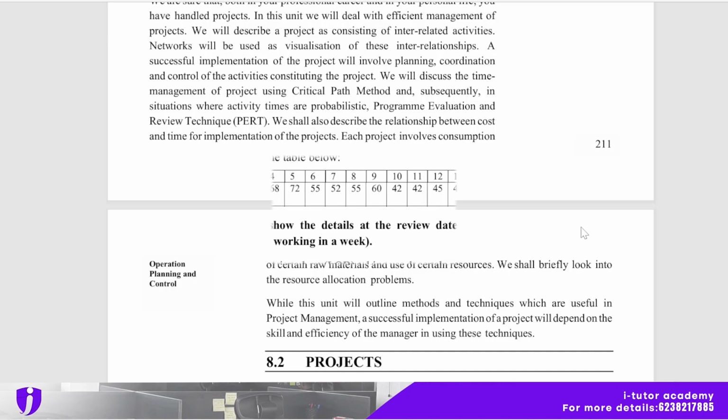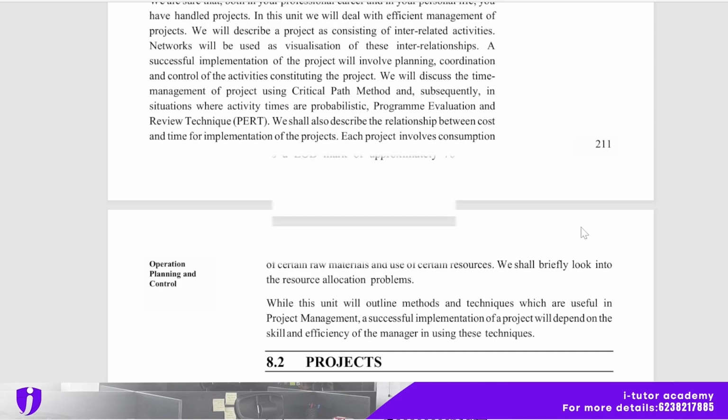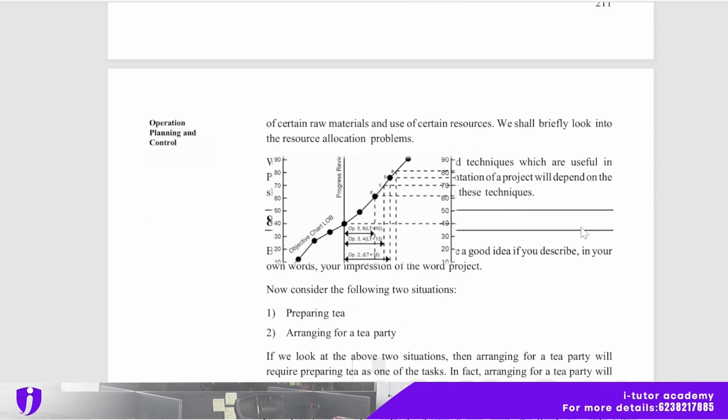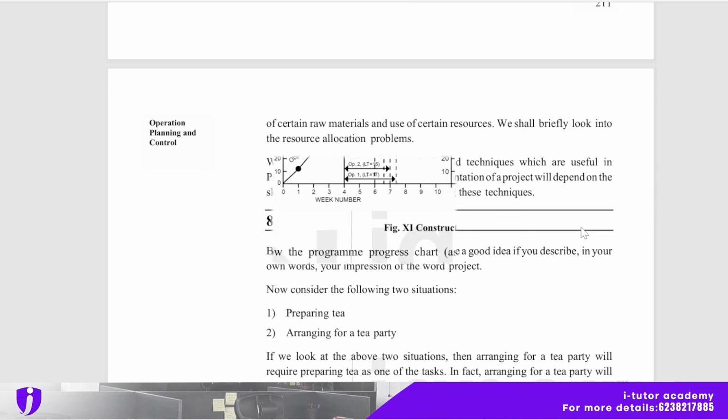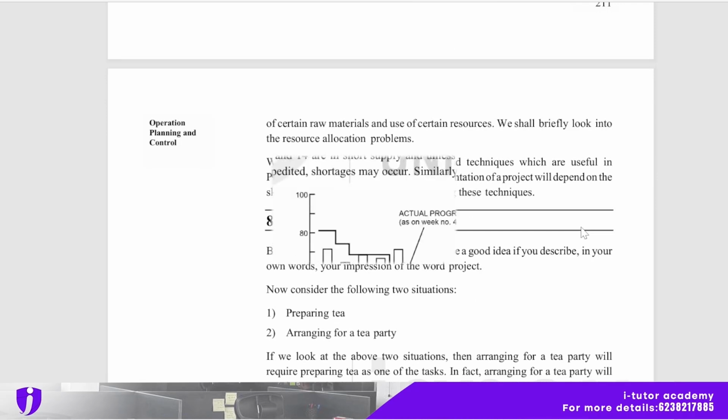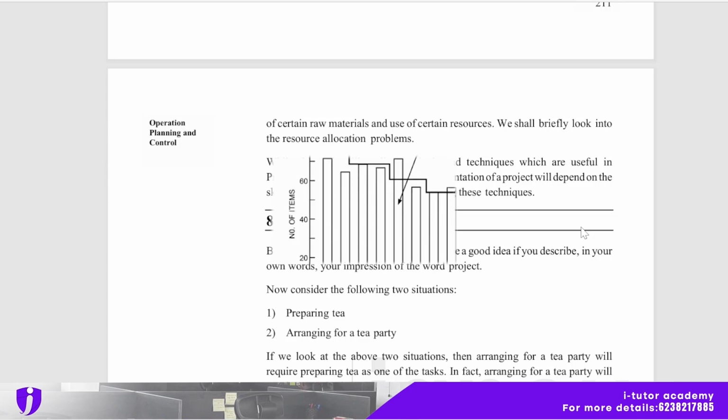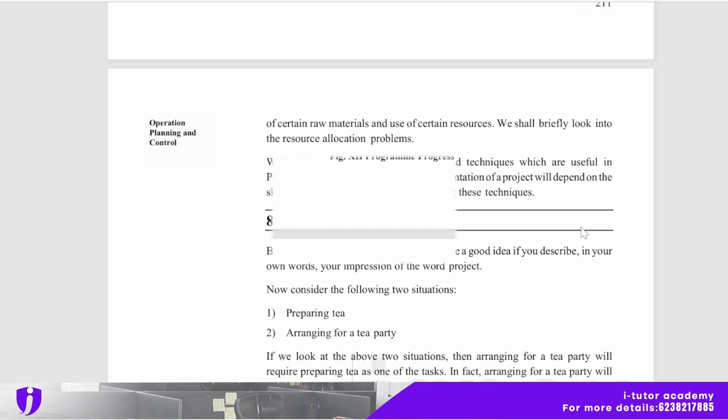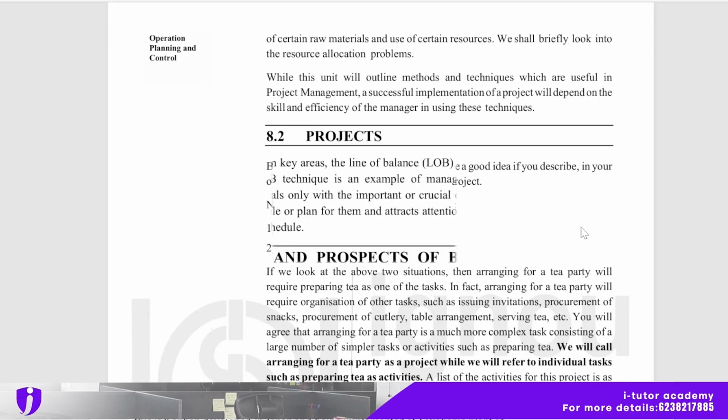And we shall also describe the relationship between cost and time for implementation of the project, and each project involves consumption of certain raw material and use of certain resources. And we shall briefly look into the resource allocation problem. While this unit will outline methods and techniques which are useful in project management, a successful implementation of a project will depend on the skill and efficiency of the manager in using these techniques.